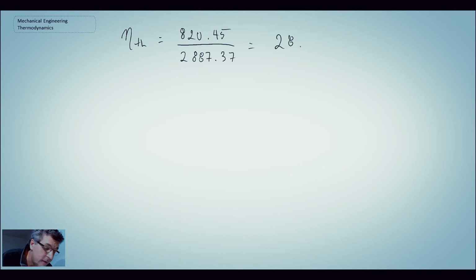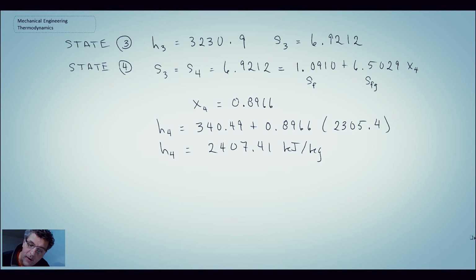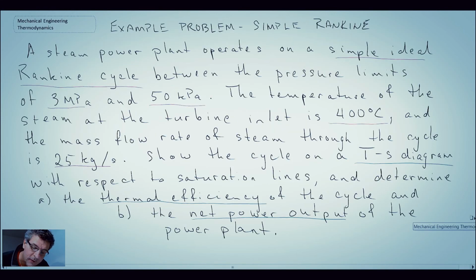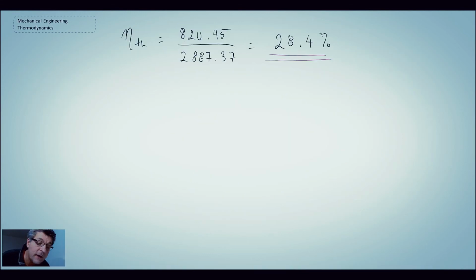And just like we would expect, it's not the greatest thermal efficiency. It's 28.4%. That's because we're expanding quite far into the two-phase region, and you lose efficiency as a result of that. Now, that was the first part of the problem. So we have the thermal efficiency. The next thing, and we wrote out the TS diagram, the next thing they want us to do is calculate the net power output. So let's tackle that.